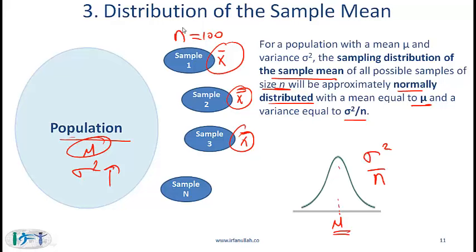On the other hand, if the size of the sample is large, then the distribution of x bar becomes smaller, because larger samples mean that you are more likely to be close to the population mean. In other words, larger sample means that you are more likely to have a x bar, or a sample mean, that is closer to the population mean. That's why n is in the denominator.